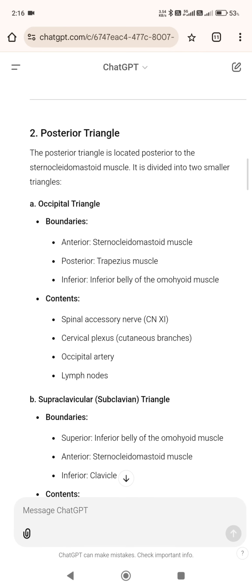2. Posterior triangle. The posterior triangle is located posterior to the sternocleidomastoid muscle. It is divided into two smaller triangles. A. Occipital triangle. Boundaries: anterior, sternocleidomastoid muscle; posterior, trapezius muscle; inferior, inferior belly of the omohyoid muscle. Contents: spinal accessory nerve, CN XI; cervical plexus; cutaneous branches; occipital artery; lymph nodes.